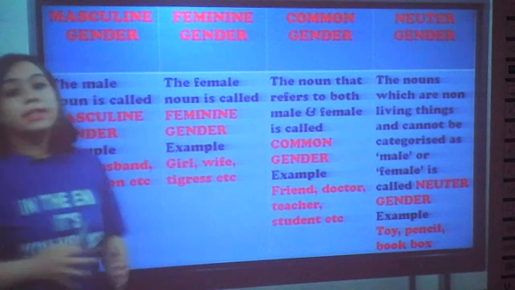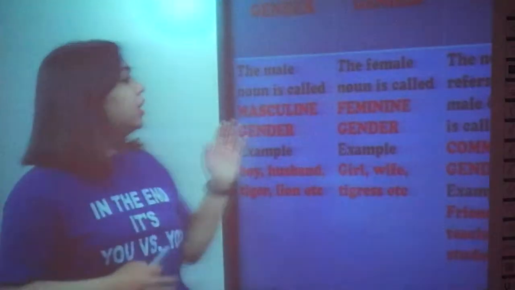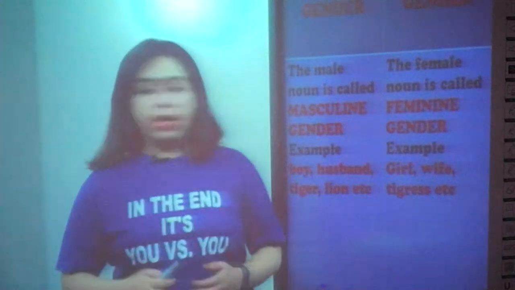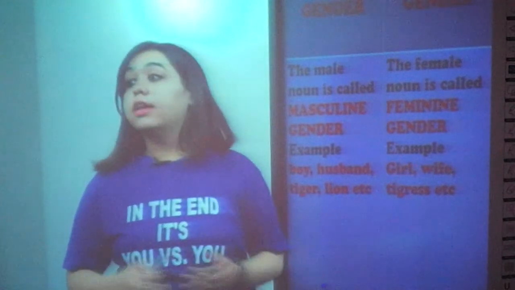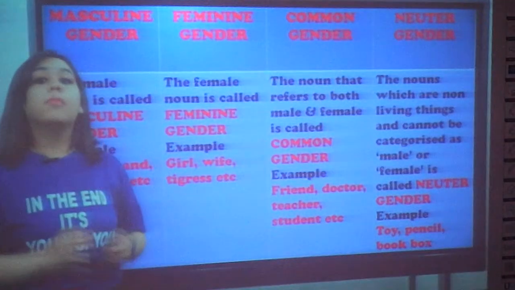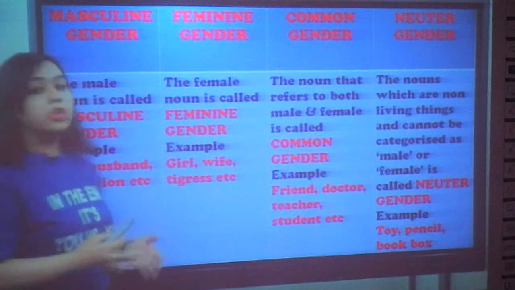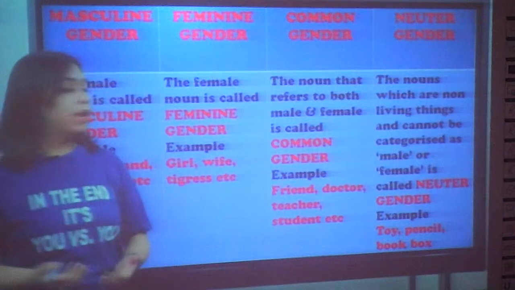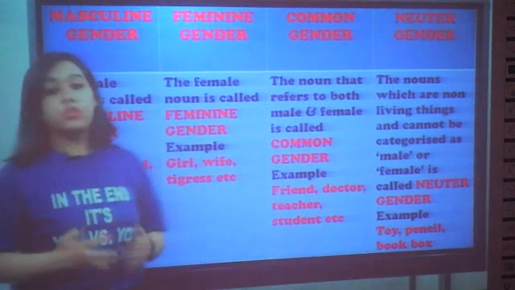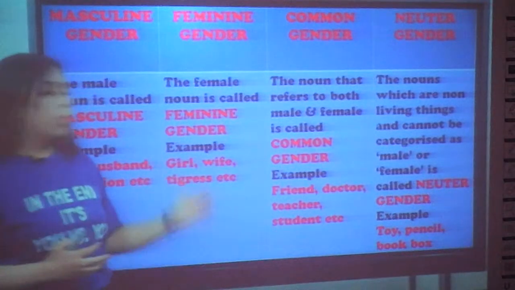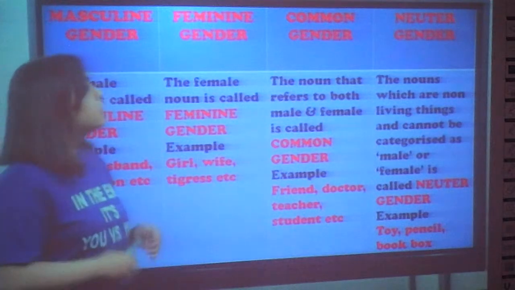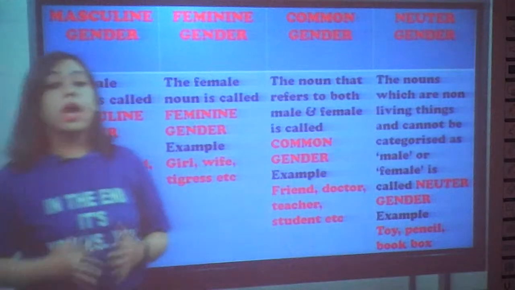Now what about the masculine gender? Yes, the male noun is called the masculine gender. Example, boy, husband, tiger, lion, etc. So all the male genders fall under the category of masculine gender. Feminine gender, all the female genders again. Let me read it for you. The female noun is called feminine gender. Example, girl, wife, tigress, or lioness. Okay. So now moving on, common gender and neuter gender.